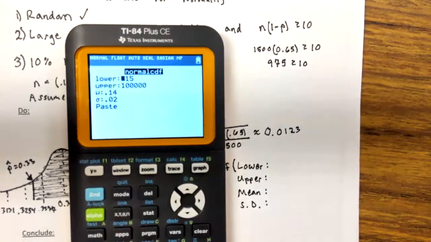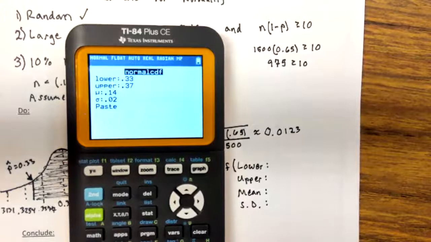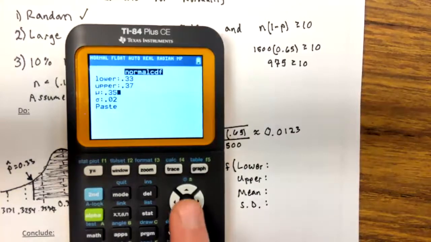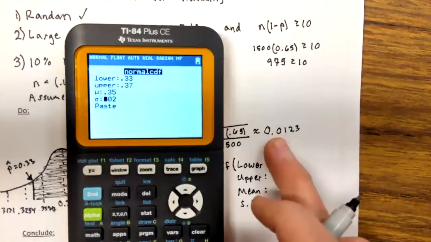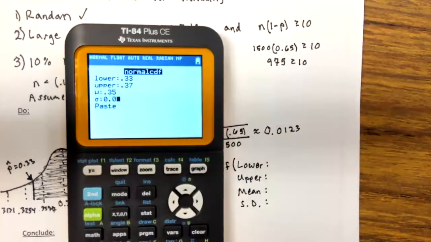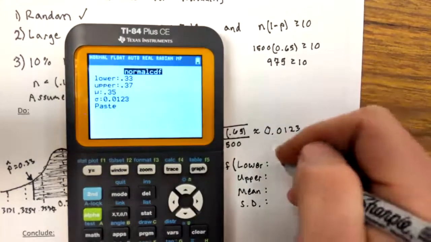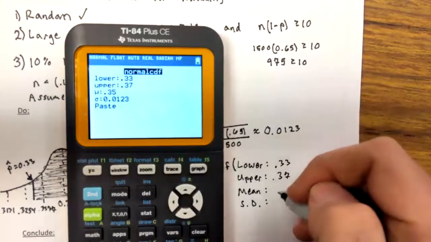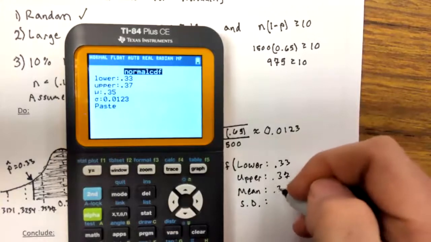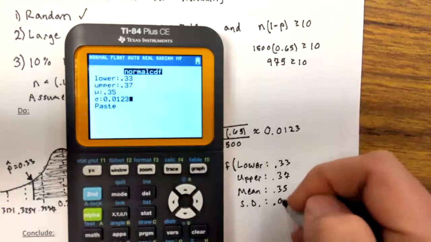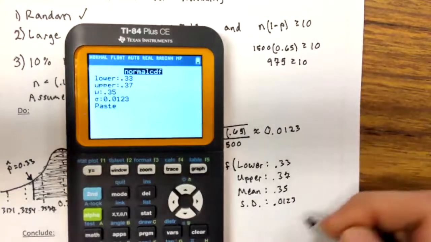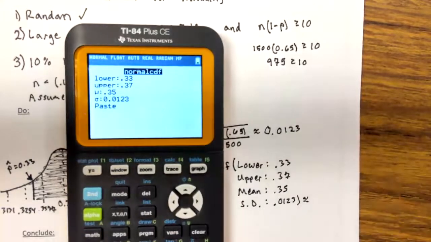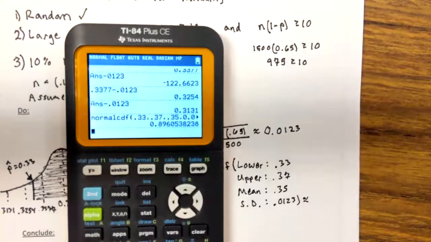The lower amount that we would be using is 0.33 up to 0.37. The mean, as we already said, was 0.35. And our standard deviation, we're going to round a little bit, but it should be fine. 0.0123. I'll just jot those things down on my function that I already kind of started creating. 0.35 for the mean and 0.0123 for the standard deviation. Okay, I'll go to paste, hit enter one more time, and there is our probability.